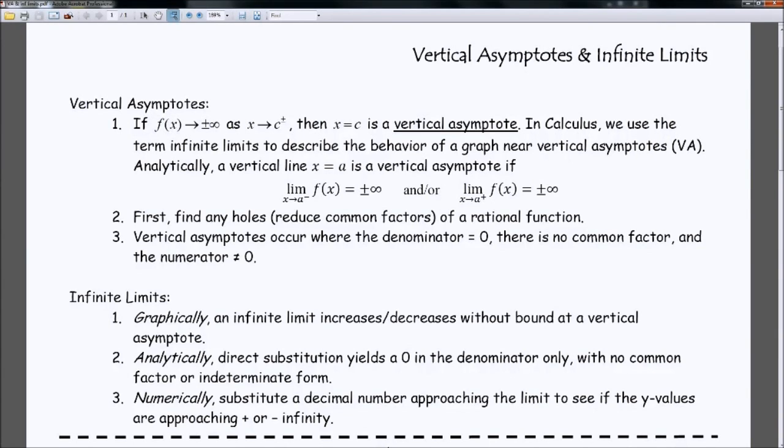Numerically, what we're going to do, and I'll give you an example of this, is we're going to substitute a number approaching the limit to see what is the sign of the y value. If I yield a number really close to my vertical asymptote and my y value is positive, that means I'm going up to positive infinity. If I substitute a number in really close to my vertical asymptote and it's negative, that means I'm decreasing to negative infinity.